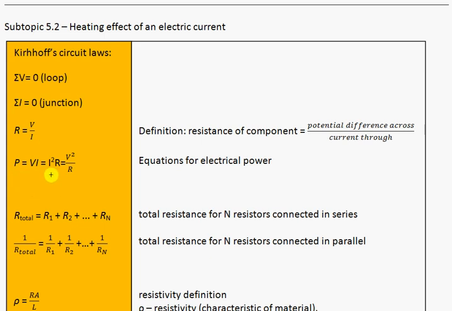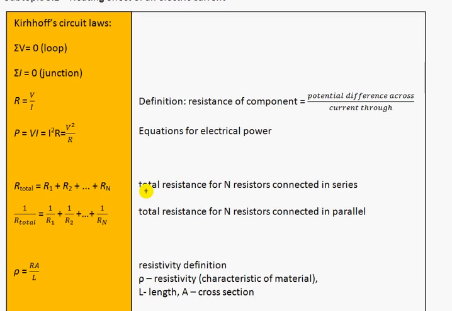Then we have 1, 2, 3 equations for electric power. Here no resistance, here no voltage, here no current. If you combine several resistors in series, one after another, then total resistance or combined resistance or effective equals the sum. If you connect them in parallel, so that they all have two common ends, then you have such a formula of reciprocals.